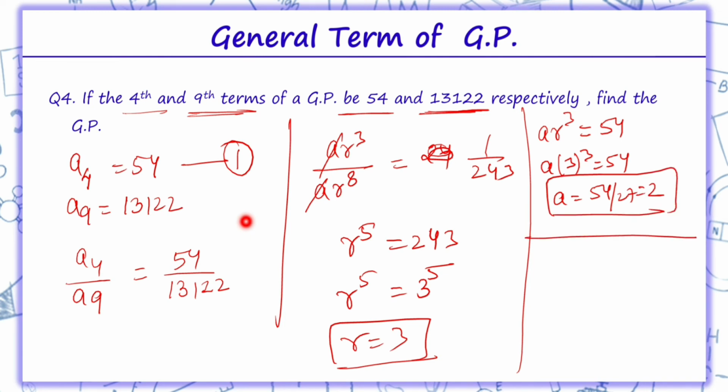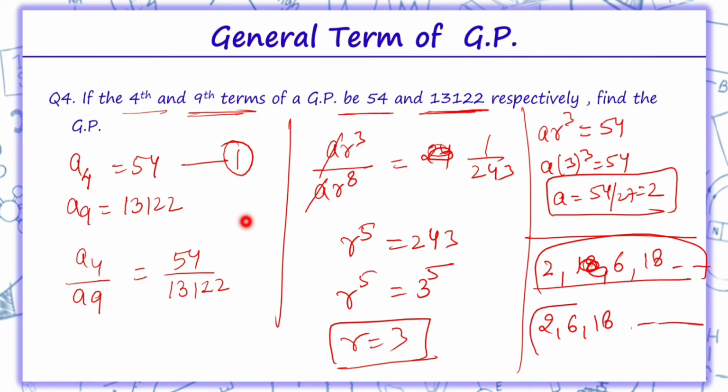So now we have to find the GP. As we know, GP is A, AR, AR square, AR cube, AR to the power 4. A is 2, 2 into 3 square, 3 square is 9, 9 into 2 will be 18. Similarly, the second term will be 2 into 3, because 3 to the power 1 only. The second term will be 6. The third term will be 3 square, 9, into the first term 2, 18, and so on. So this is the GP, that is 2, 6, 18.